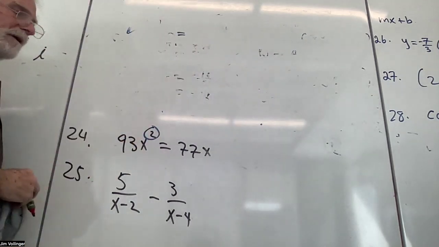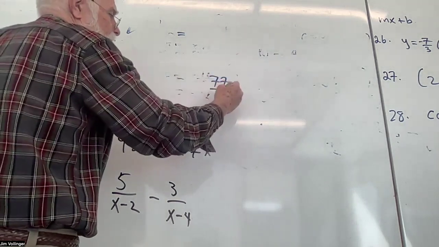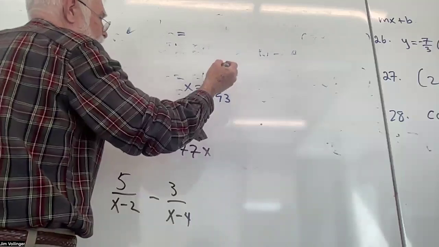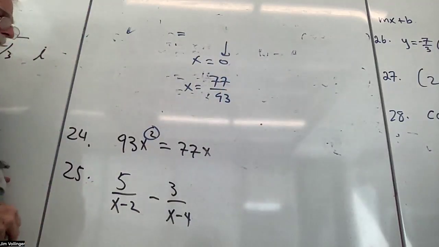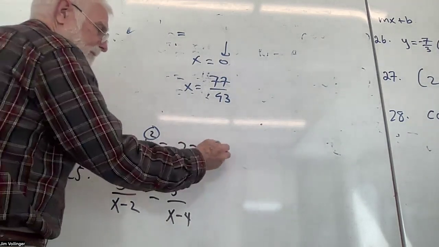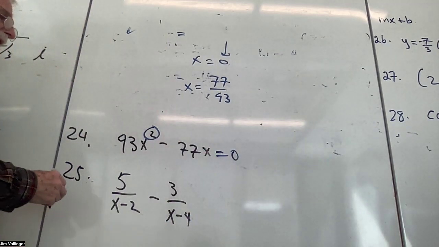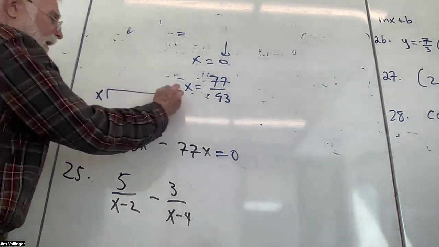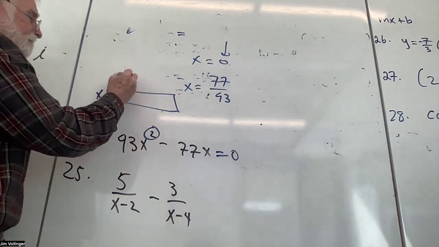Two answers here. I still see one. I'm still seeing 77 over 93. I see that a lot. I wish I was seeing this a whole lot more. Okay, I can't use square roots on this because when I bring this over, I've created a rectangle where I have x times 93x minus 77.